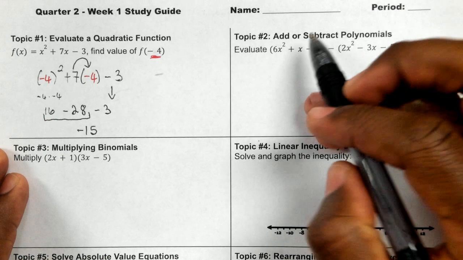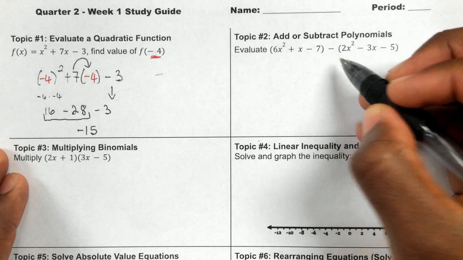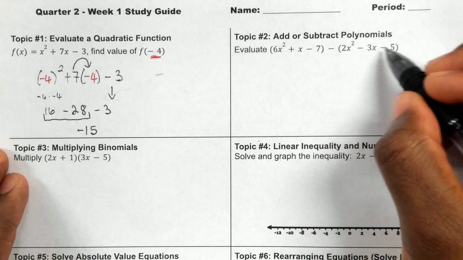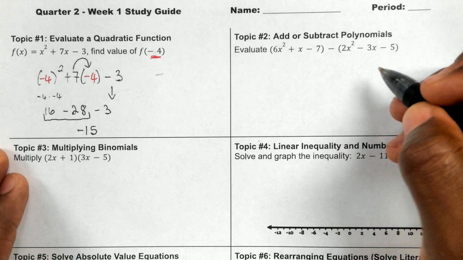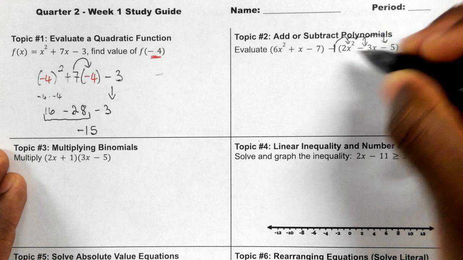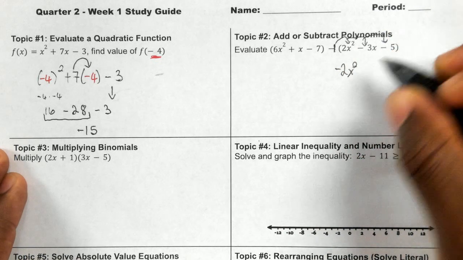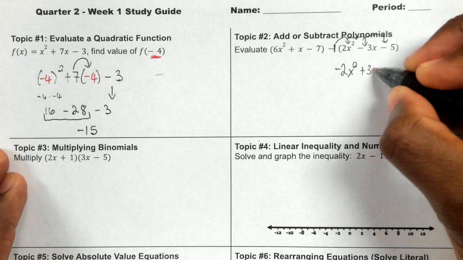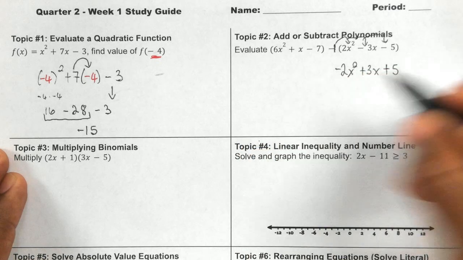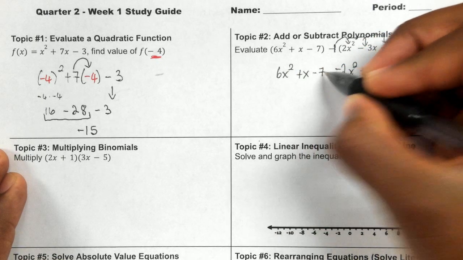So topic 2, we're trying to add or subtract polynomials. Whenever you're subtracting polynomials, so again, I see a minus sign, that means I'm subtracting. All the signs in the second parentheses are going to change, because technically in front of here is a negative 1. So when you distribute that negative 1, the positive 2x squared is going to turn into a negative 2x squared. The negative 3 is going to turn into a positive 3x. And the negative 5 is going to turn into a positive 5. Everything in the first parentheses, you always bring it down. So we bring these down.